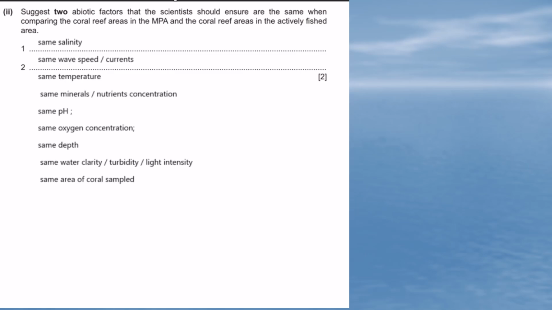Well, we need to look at, for example, we know corals are affected by salinity. We can also look at wave speed and currents. Temperature. Temperature is quite important for corals. We can also look at minerals, nutrients, pH, oxygen concentration. Are the corals at the same depth? Do we have the same water clarity? And do we have the same area of coral reef sampled? It matters a lot if we sample 2 square feet or 1,000 square meters. So just choosing a few of these here, and remember it's abiotic factors.